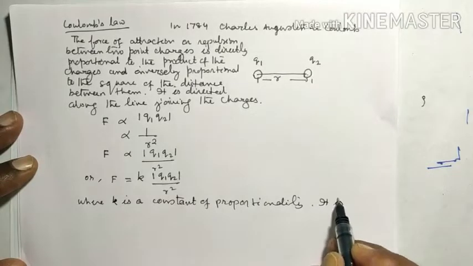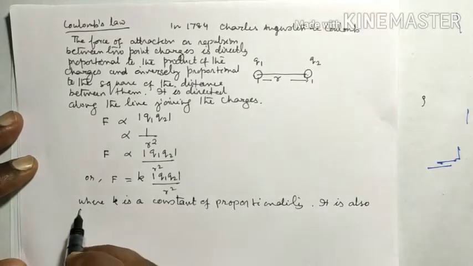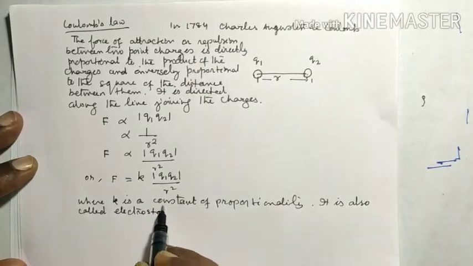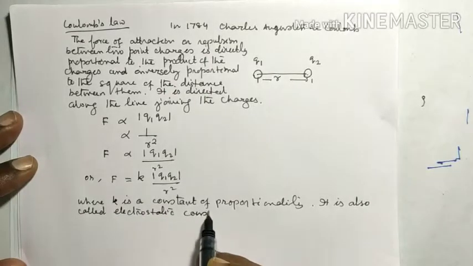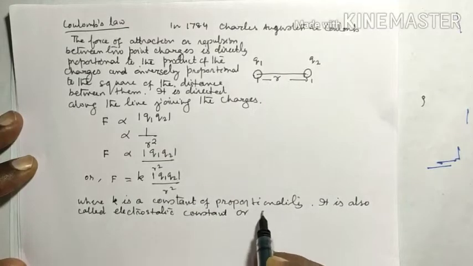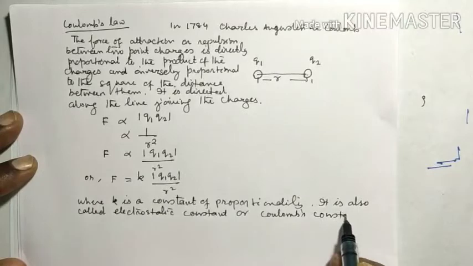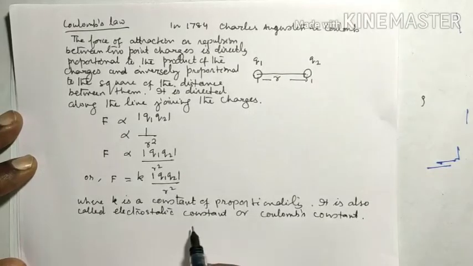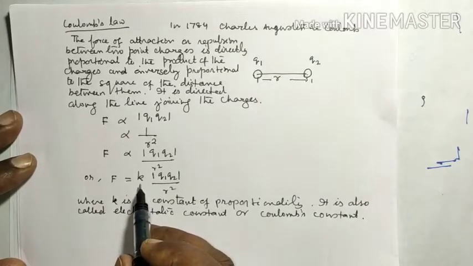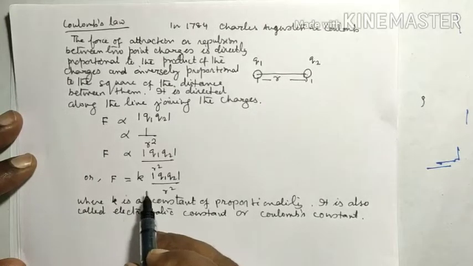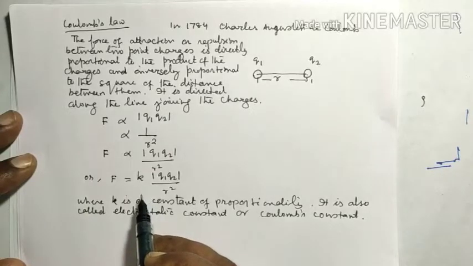It is also called the electrostatic constant or Coulomb's constant. The value of K depends upon the system of units used and the medium in which the two charges are placed.